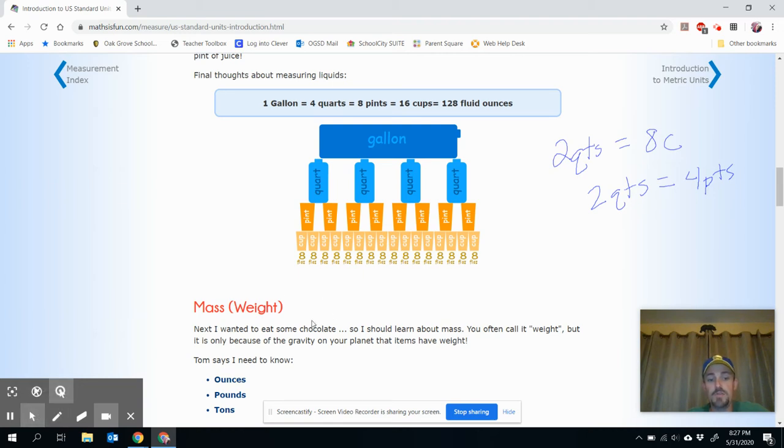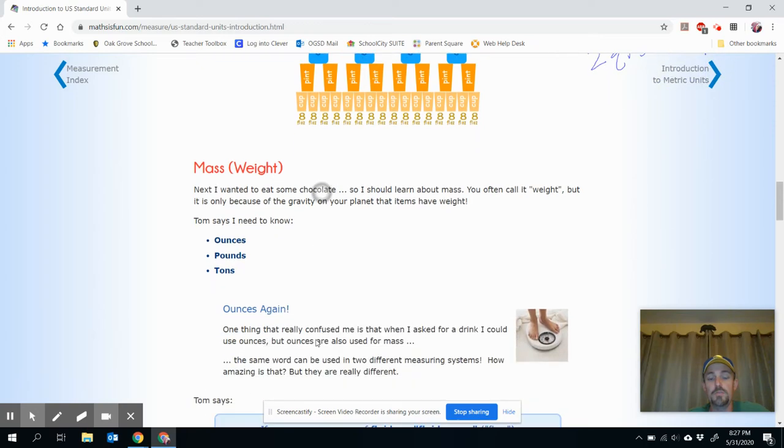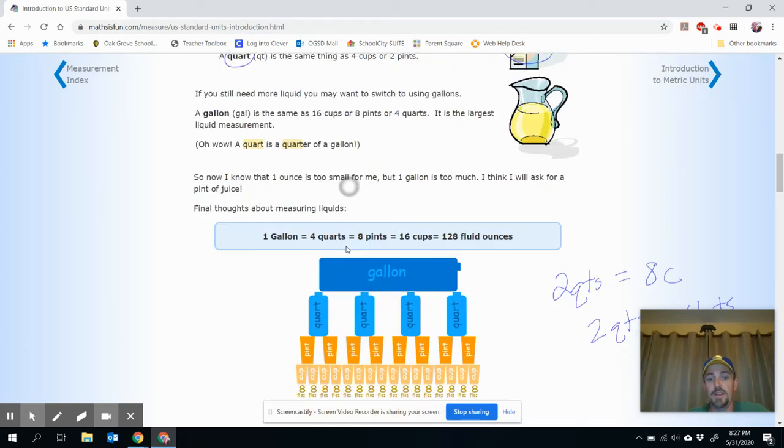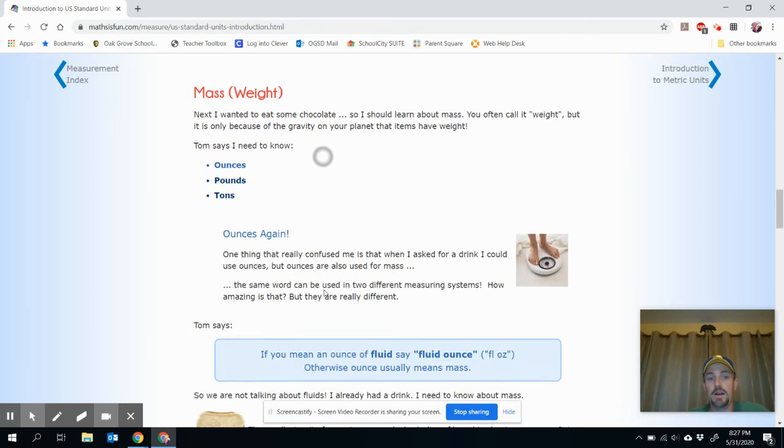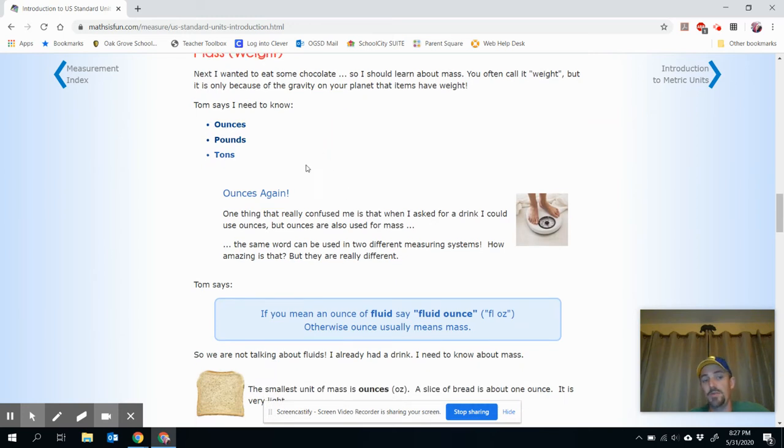All right, moving right along, we're going to move to units of mass and weight, okay? So those are measured in ounces, pounds, and tons, right? Now, ounces, again, that can get a little bit confusing because we were talking about fluid ounces a second ago, but this is a different kind of ounces, right? If you mean an ounce of fluid, say fluid ounce, otherwise, you're talking about weight or mass. So, this is a good rule to know about right here, okay?